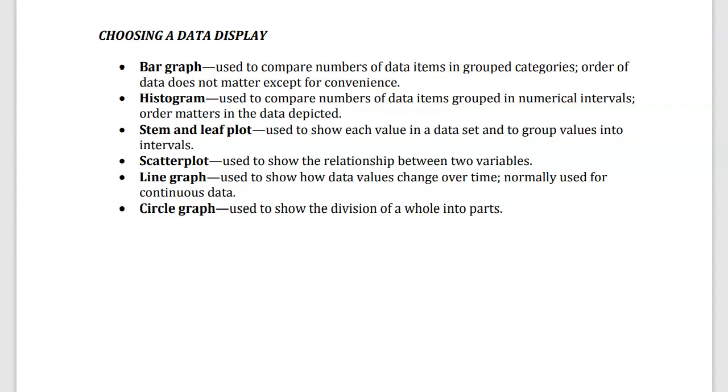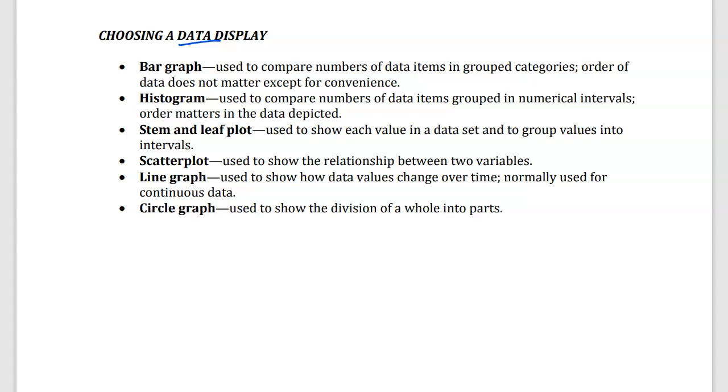So the question becomes, we've looked at all these different ways of displaying our data. We've looked at bar graphs, histograms, stem and leaf plots, scatter plots, line graphs, and circle graphs. How do we choose the best one to use? Well, here are some different things to look at.